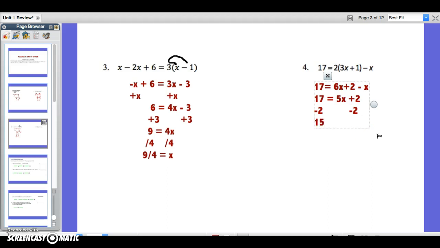So now I have 15 is equal to 5x. Now the inverse operation to multiplication again is division. So I'm going to divide both sides by 5. Divide by 5, and this will simplify to 1, so I'm going to get 3 is equal to 1x, or just 3 is equal to x.